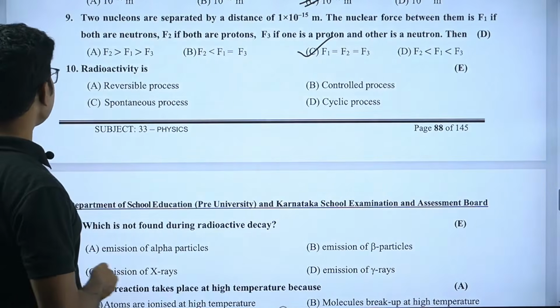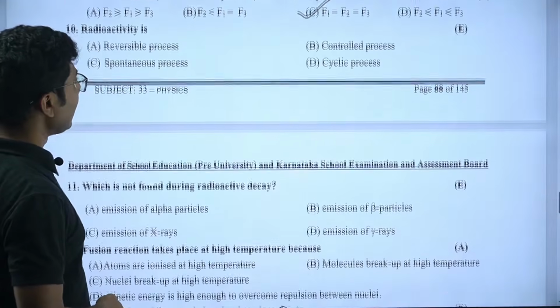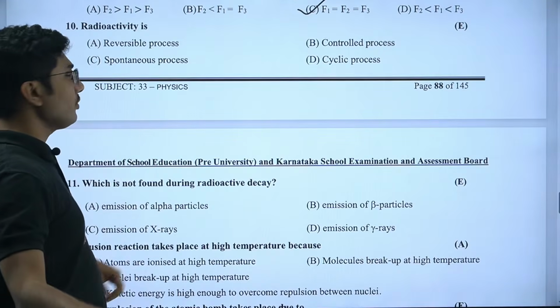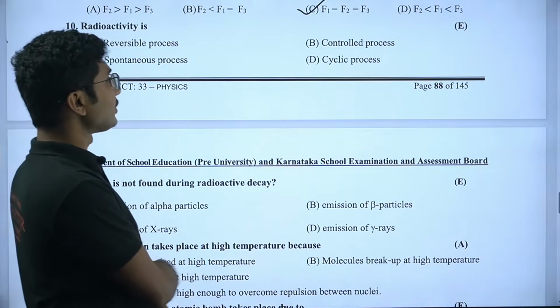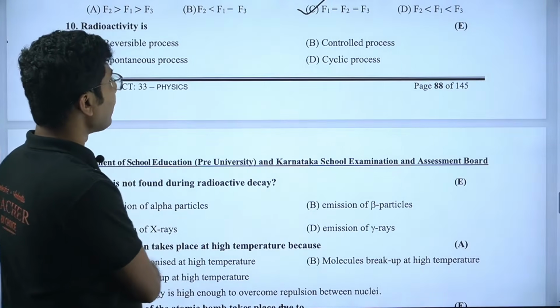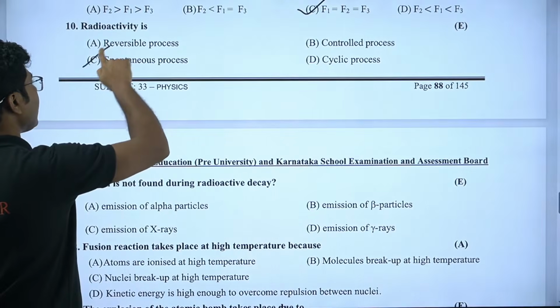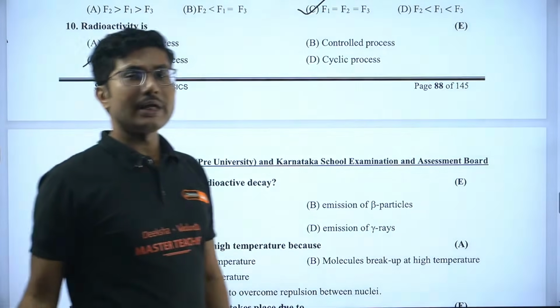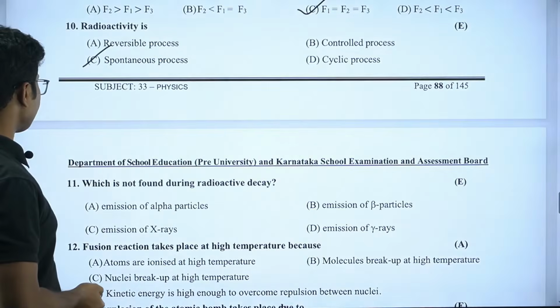Next, radioactivity is a reversible process. Now radioactivity, the basic definition is there. Is it a reversible process, controlled process, spontaneous process, or cyclic process? So radioactivity is a spontaneous process. It cannot be controlled. It happens spontaneously. So this is called a spontaneous process.